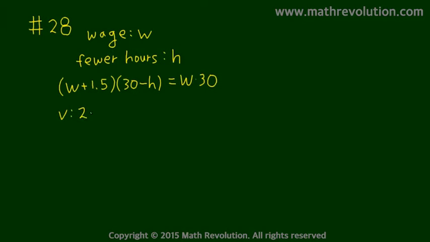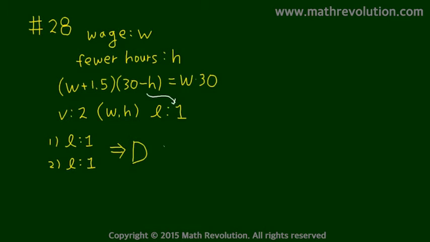So there are two variables here, W and H, and we already know one equation is given above by the problem itself. This tells us that we only need one more equation to solve it, and condition 1 gives us one equation, condition 2 gives us one equation, so it makes it likely that D will be our answer. And indeed it is, but let's see why.